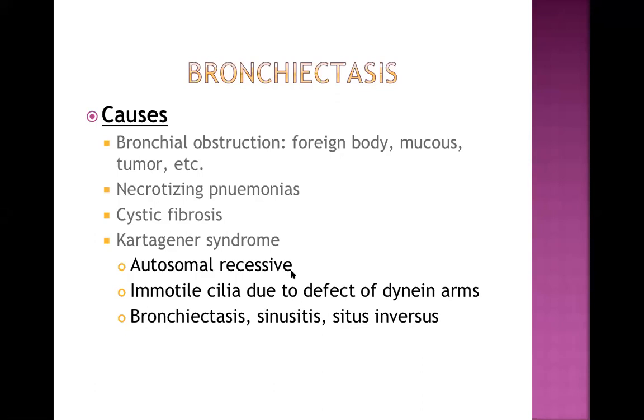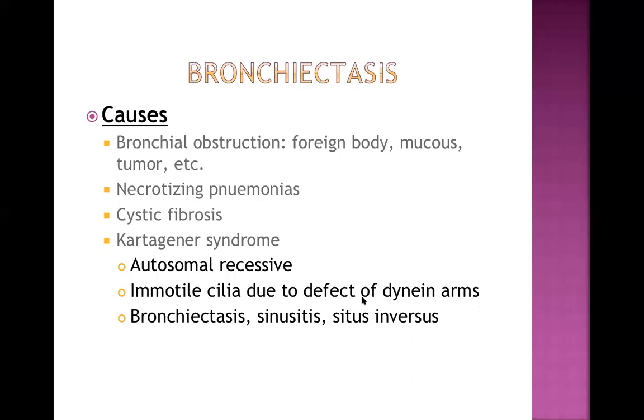Kartagener syndrome is a type of primary ciliary dyskinesia. Now, what does that mean? The cilia present in the airway do not function properly, and the reason is written here. They are immotile due to a defect of the dynein arm. This dynein arm is one of the structures of the cilia which is defective here. As a result, those cilia become immotile. Not only the cilia, the flagella present in some organs are also defective here.